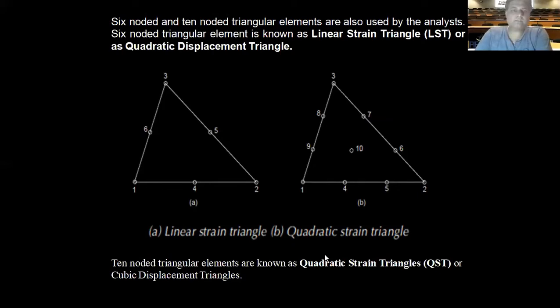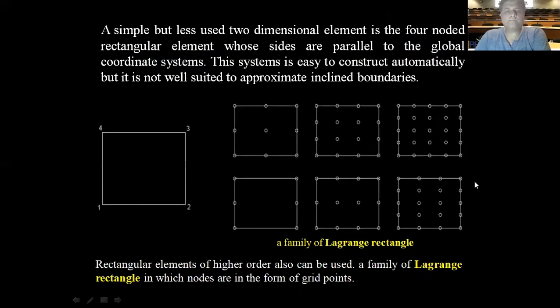So this triangle is called linear strain triangle. The 10-noded triangular elements are also known as quadratic strain triangles. So these are a few more examples of strain triangles which are used for analysis in 2D problems. Another type of two-dimensional elements which are used in finite element analysis are the rectangular elements. They can be easily constructed automatically, but they are not well suited to approximate the inclined boundaries, and that's why they are less frequently used.